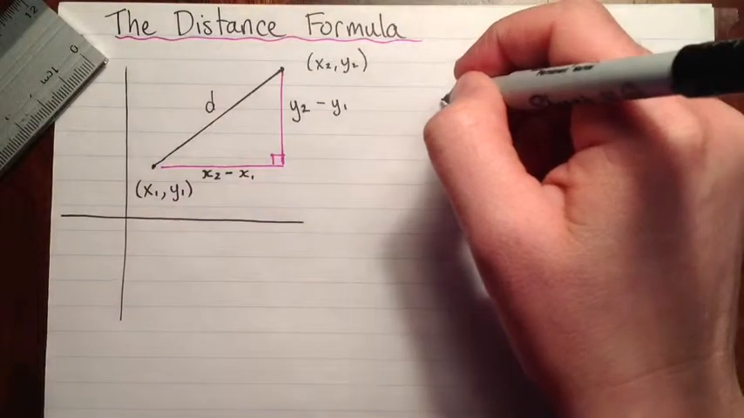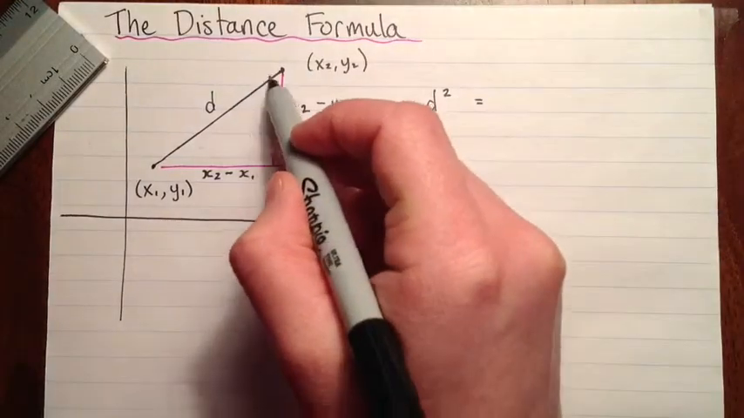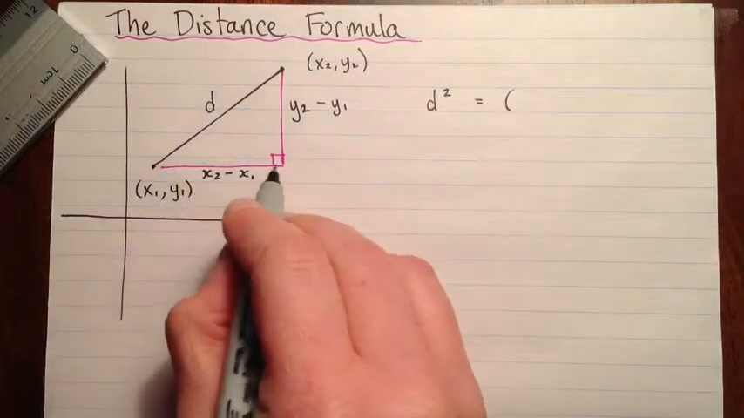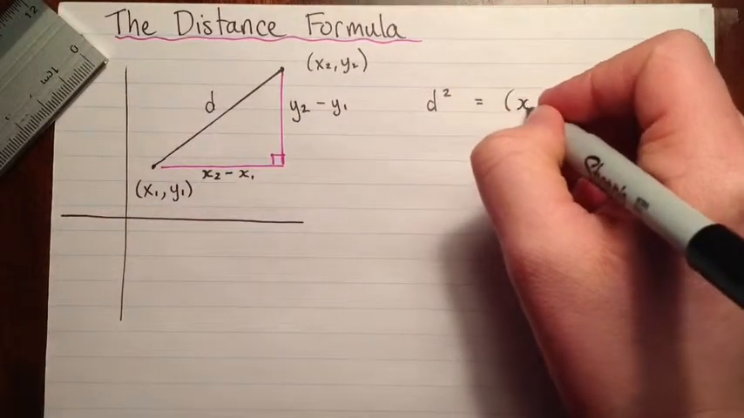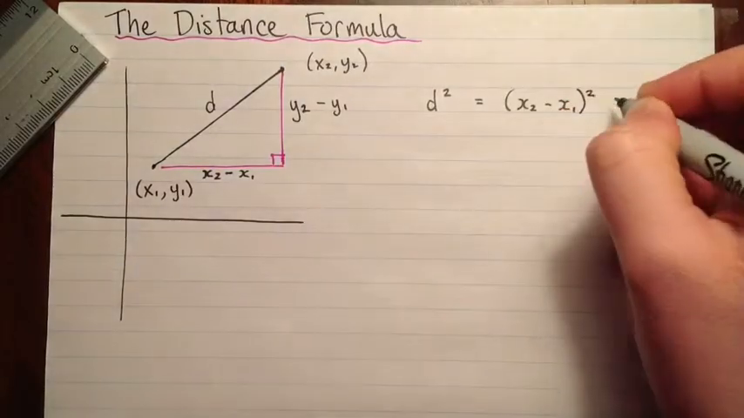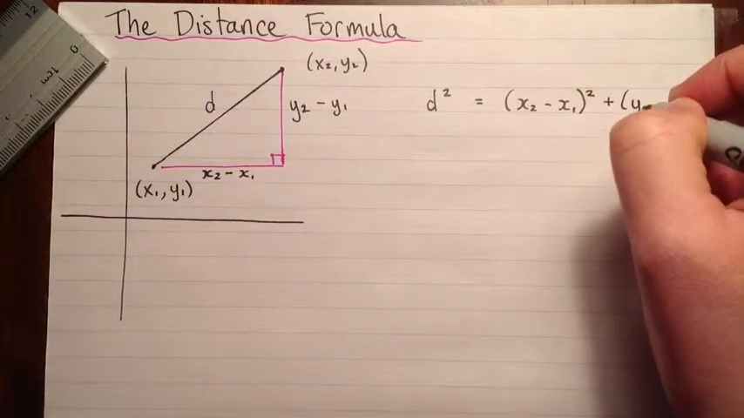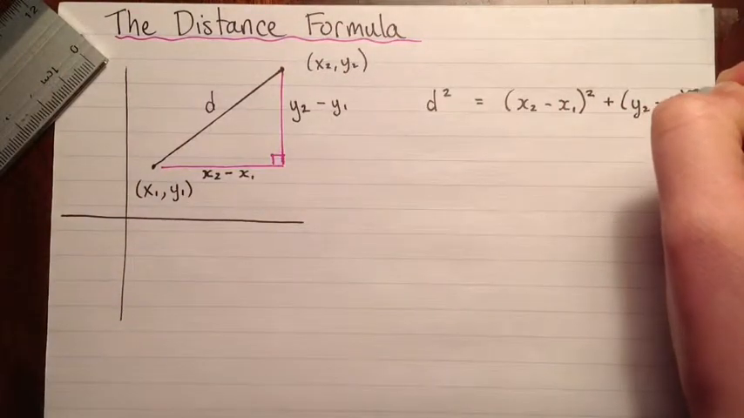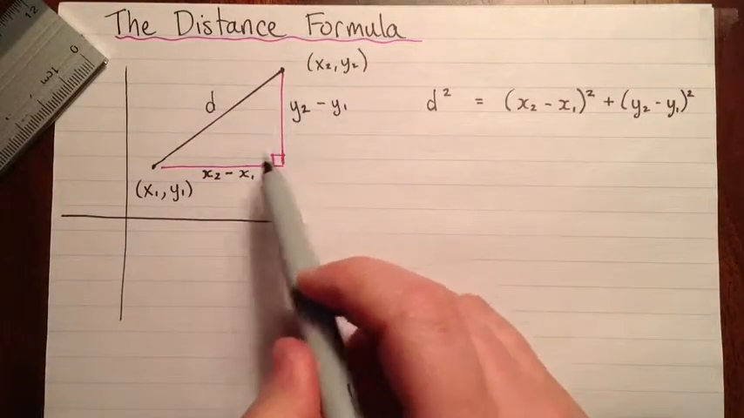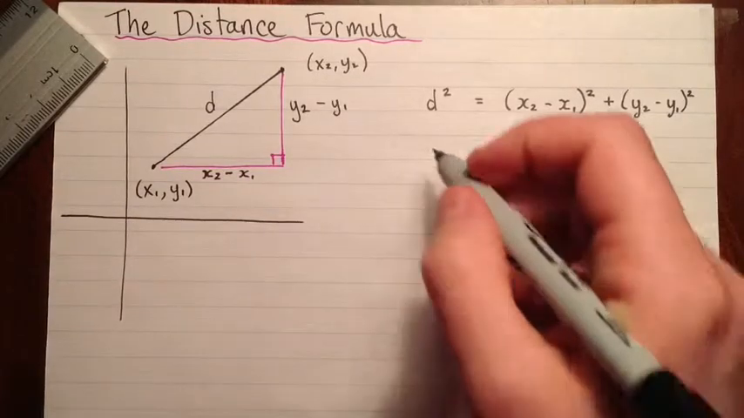Okay, now we'll write the Pythagorean theorem. So we'll have d squared, because that's the hypotenuse, equals, so first of all I'll do this bottom leg here, x2 minus x1 squared. And then we've got the other leg, so it's plus y2 minus y1 squared. So this is just what we did before, except we might have had this be 3 and this be 7 before.